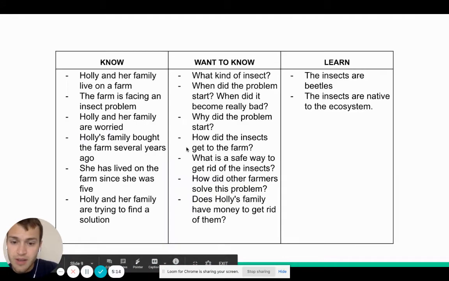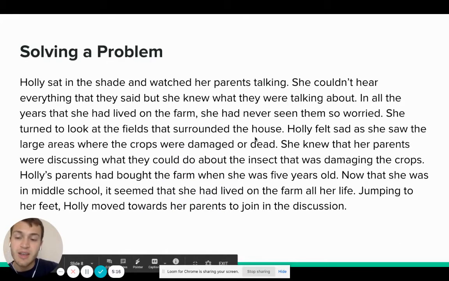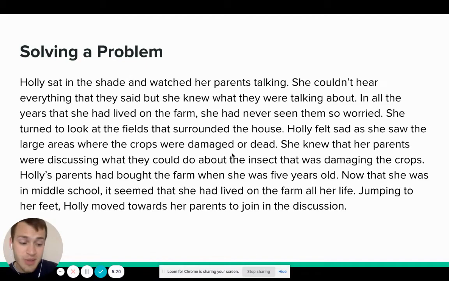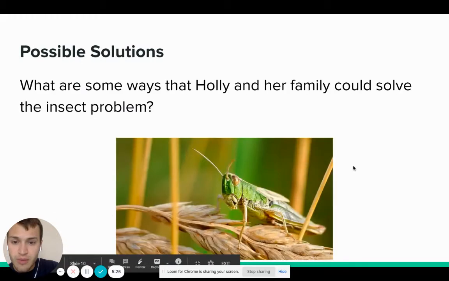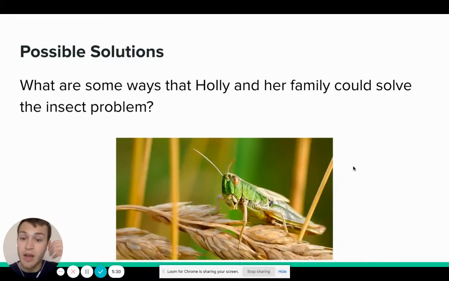The important thing about this is that Holly's family's farm is being attacked by a bunch of insects. Before we even get into solutions that other farmers have tried, right now, by yourself, brainstorm for just a couple seconds. What are some ways that Holly and her family could solve the insect problem?